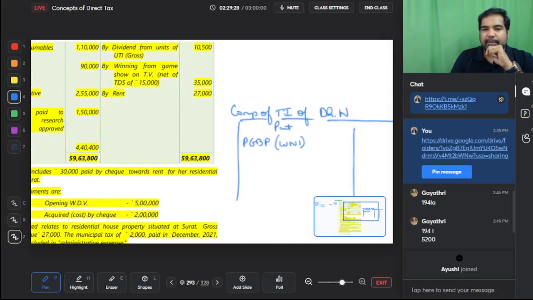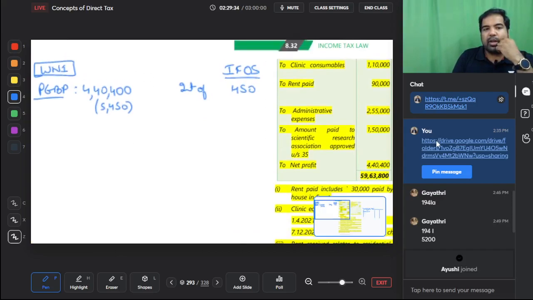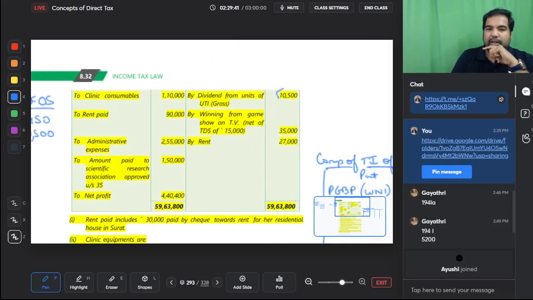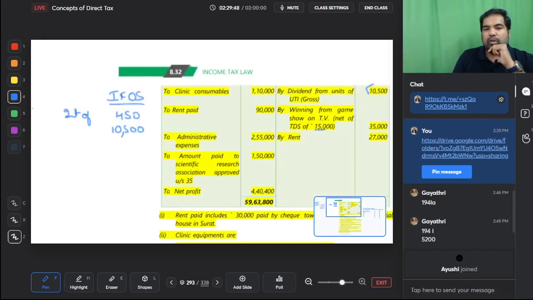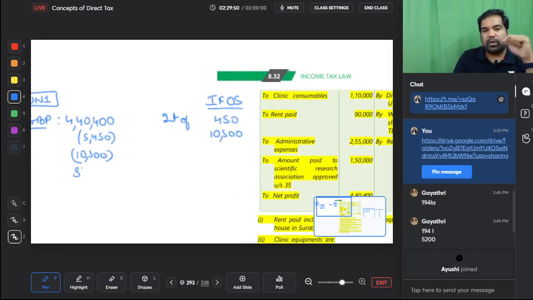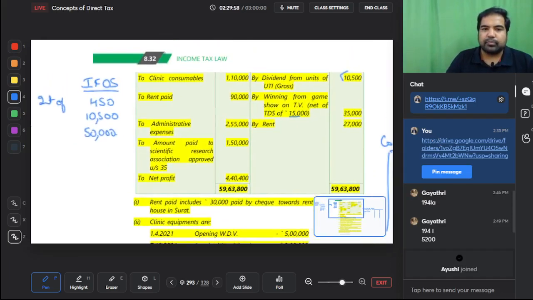So we've done that. Next, dividend from units of UTI, again 10,500. This is to be removed, so I'll remove 10,500 from PGBP and I'll add 10,500 to IFOS because dividends have only one direction. Winnings from game show, net of TDS 15,000, that is 35. So you'll remove 35 from here, and always add the gross amount to IFOS. And remember, if you had to do tax, then you could take a credit of 15,000.